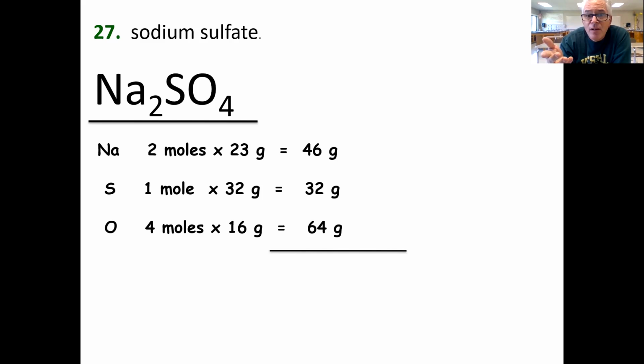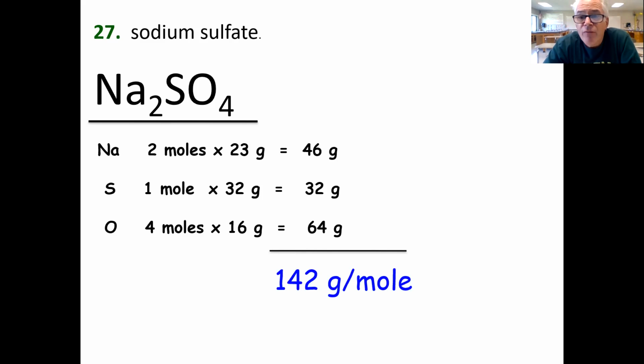And now you got to add them up. The part that's sodium plus the part that's sulfur plus the part that's oxygen is the whole. The sum of the parts is the whole, and this stuff is 142 grams per mole. So if you wanted a mole of it, you'd have to put 142 grams on the scale. If you wanted half a mole, you only put 71 grams on the scale.